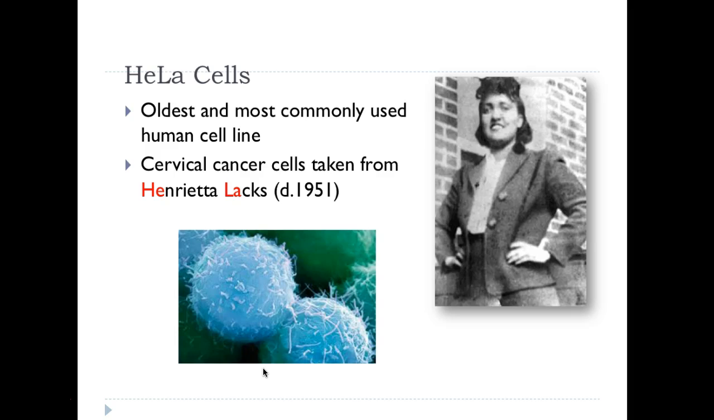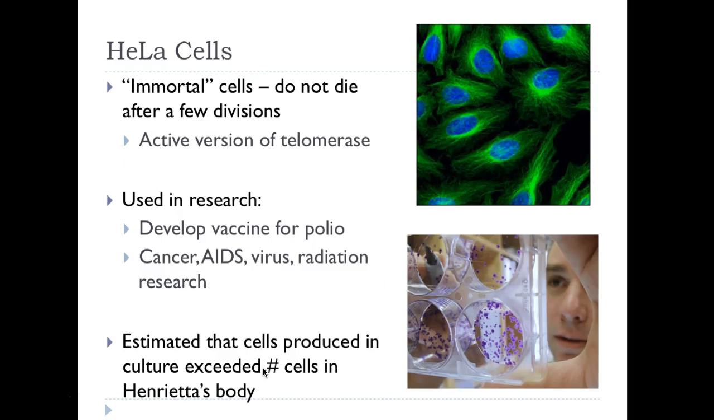All right, the next concept deals with these things called HeLa cells. And HeLa cells are the oldest and most commonly used cell line in biology. Basically, HeLa cells is derived from the lady from which these cells were harvested by the name of Henrietta Lacks. Basically, what happened there is she had cervical cancer, and cervical cancer cells were taken from her back in 1951.